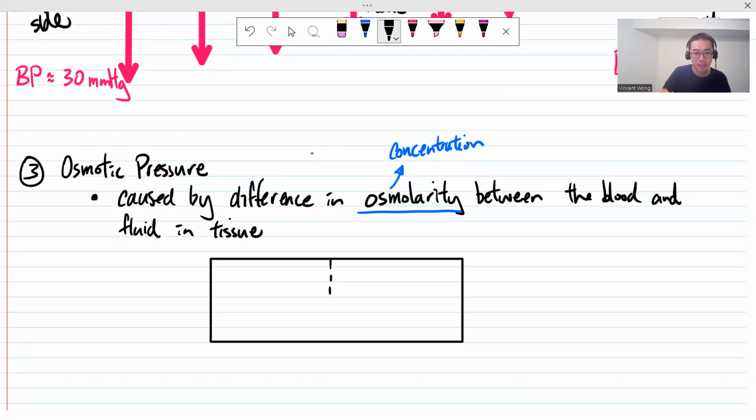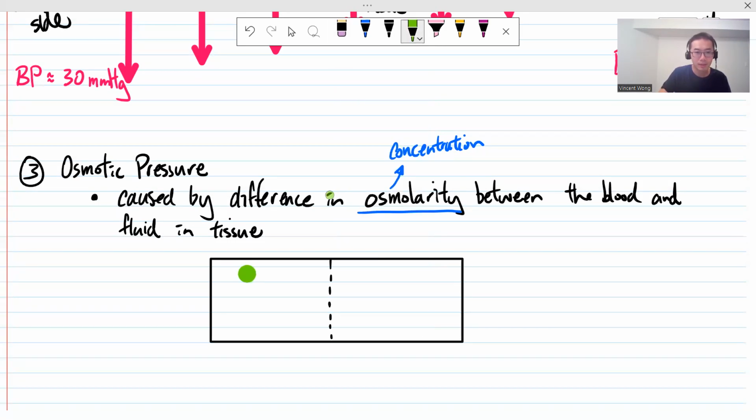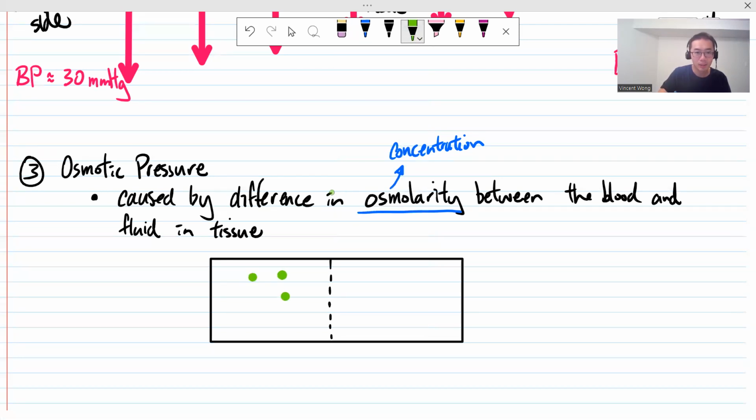Let's say we have a semi-permeable membrane here. And then I'm gonna put some solute here that's very big. I have some solute here, okay? Now the solutes are really big. They cannot cross the barrier. You see the gaps in the barrier are quite small, right?